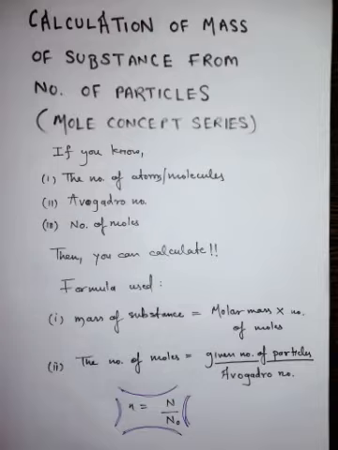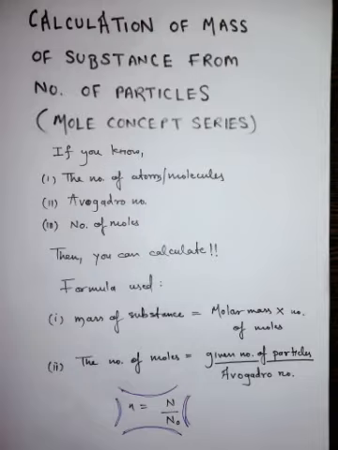So today we will learn how to calculate the mass of a substance from the number of particles. It is the last way of calculation from the mole concept series. In this case, if you know the number of atoms or molecules, second, if you know the Avogadro number, and third, if you know the number of moles, then you can calculate the mass of a substance.